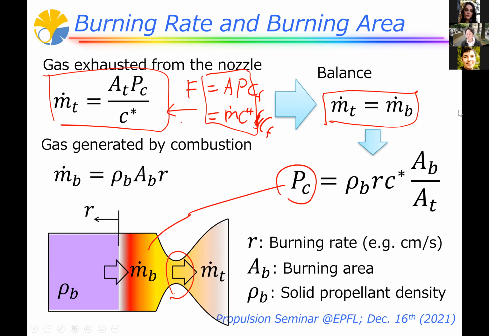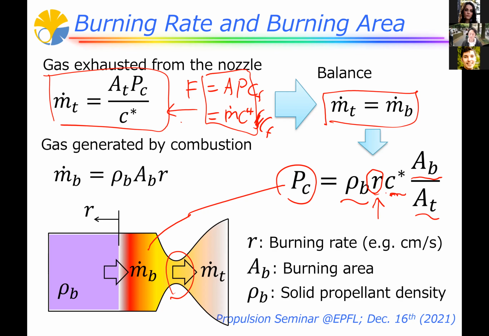So here you see rho V is the solid propellant density, and C star is the C star I explained, and AB is the area of the burning point, and AT is the throat area. And the final one, this R, is the burning rate. It's the velocity of the burning. So the burning surface proceeds to the upstream, and its speed is expressed by this rate. And this is a very important parameter for solid propellant.